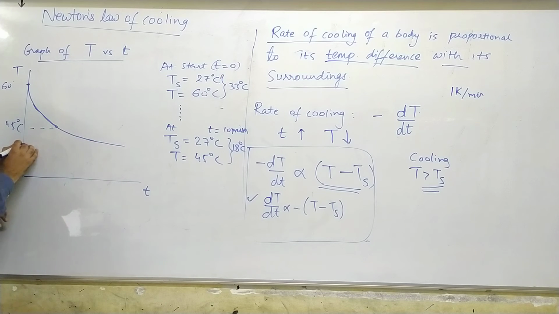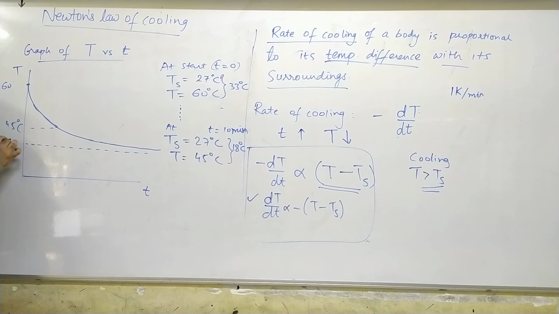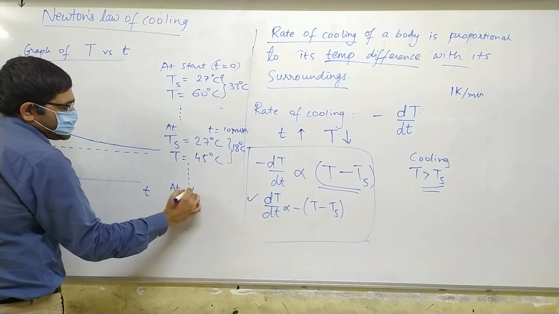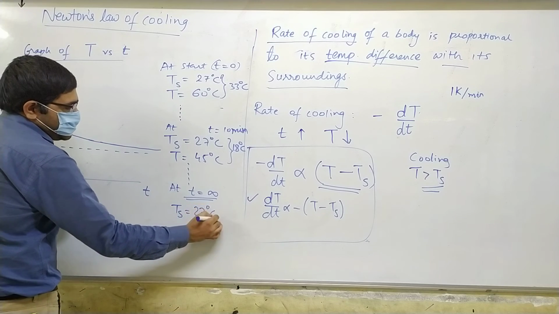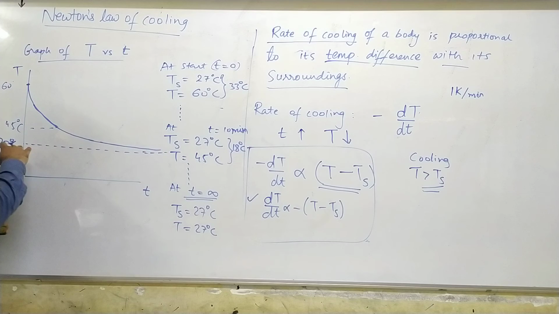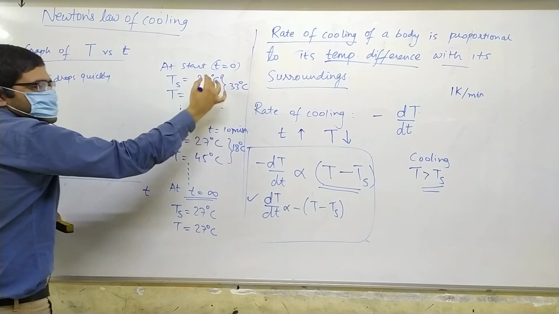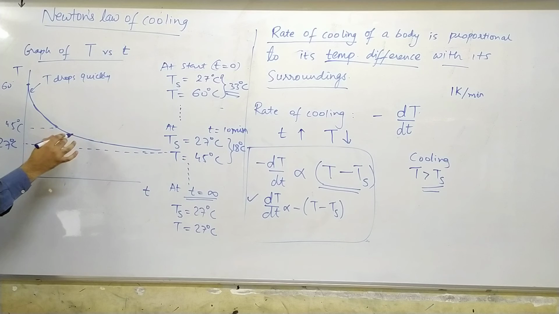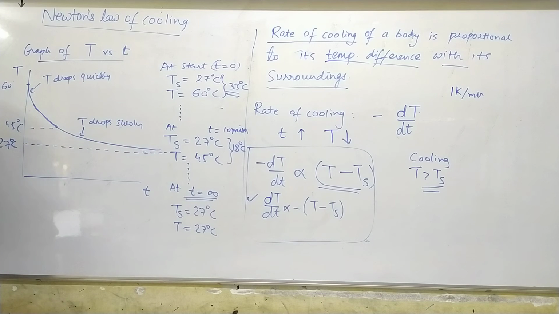Ultimately, after a very long time, the temperature of the body will become 27 degrees Celsius. That is, theoretically at T equal to infinity, the temperature of the surrounding will become equal to the temperature of the body, that is the difference will become 0. But again, this is going to happen after a very long time. Key points here. Initially, temperature drops quickly because cooling is fast. Reason: the difference is more. Later on, the temperature decreases very slowly because once again the difference between the surrounding temperature and the body temperature is less.